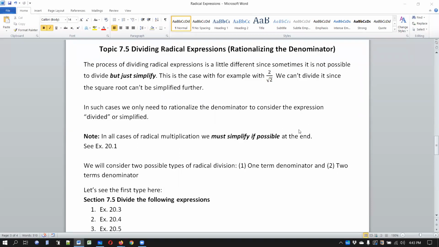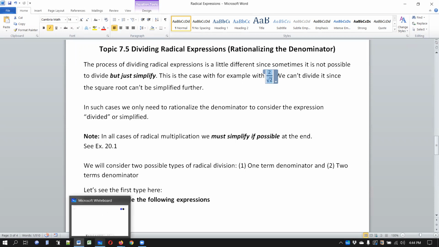Hi, hello everyone. So this is the video dealing with topic 7.5, which is dividing radical expressions. And we call it rationalizing the denominator. The reason for this name is because sometimes it's not possible to divide a radical expression. So a division of radical expressions is a division where, as you see here in this example, the denominator is a radical value.